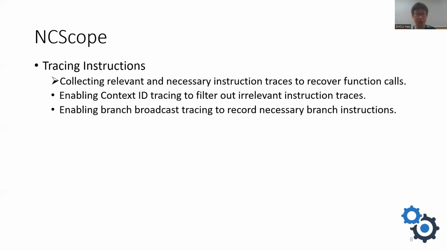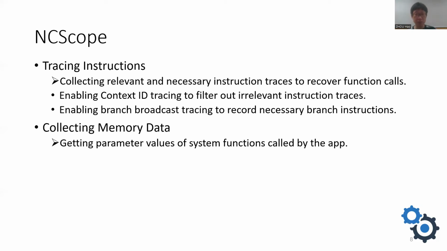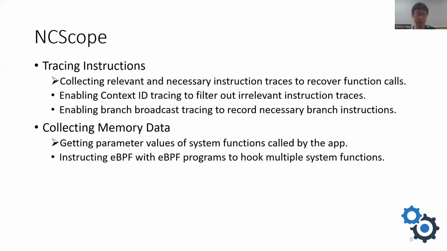Meanwhile, since execution of a branch instruction may refer to a method invocation, NCScope enables branch broadcast tracing of ETM to record the target address of each executed branch instruction. The instruction trace alone is insufficient for native code analysis. For example, without the value referenced by the first parameter of the function open, we cannot know the file accessed by the app. Hence, NCScope leverages eBPF to collect the app's memory data at runtime.